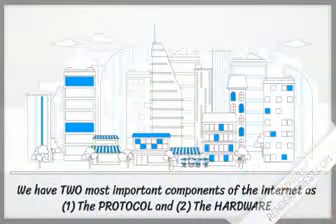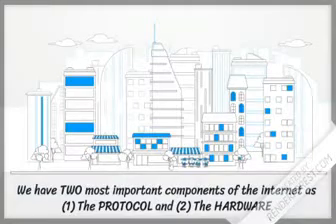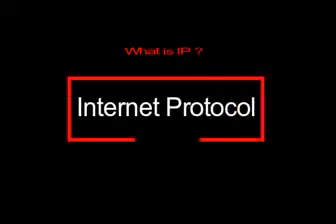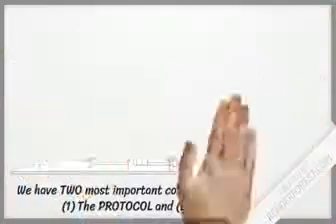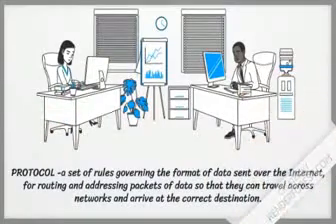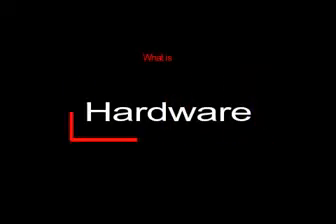We have two most important components of the internet. One, the protocol. Two, the hardware. What is the Internet Protocol? IP. The Internet Protocol is a set of rules governing the format of data sent over the internet by routing the data to the appropriate destination, that is, the address.